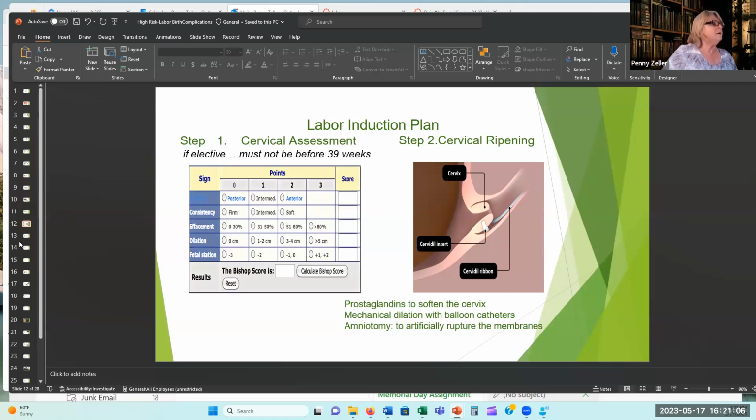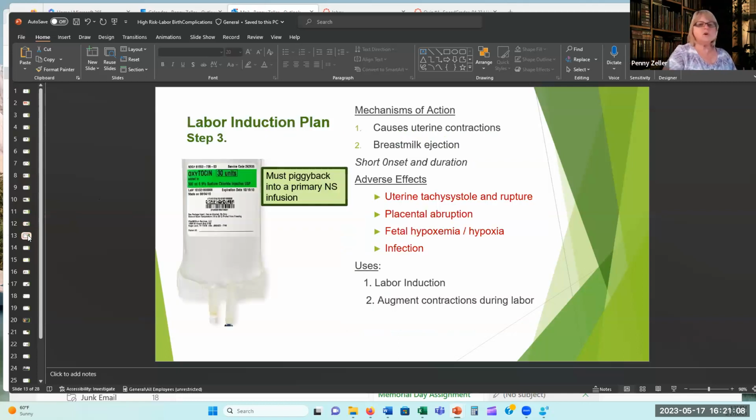Once we're there, then we can start oxytocin to start contractions. We can't start unless the cervix is ripened enough. We call it ripening. If we don't do that, then labor will take forever for that cervix to dilate. So we can really enhance labor progress by preparing the cervix.